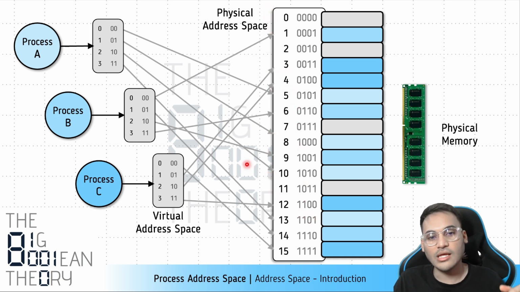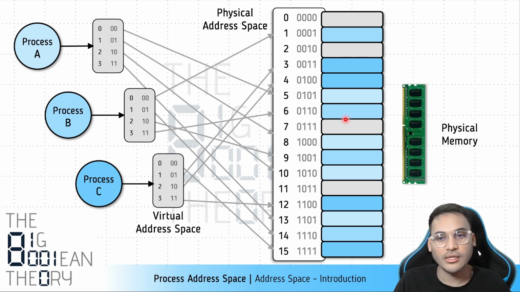So the question then arises: how will the processes access their own data, right? As you can see, all of these processes have their data in the memory, but without referring to the memory addresses, how can a process access its own data, right?